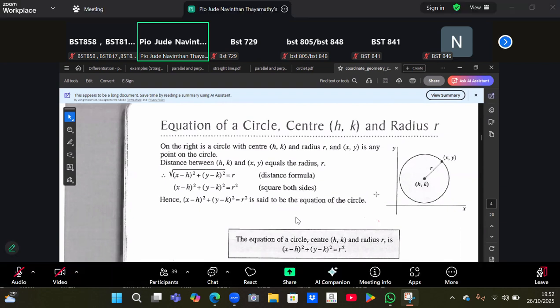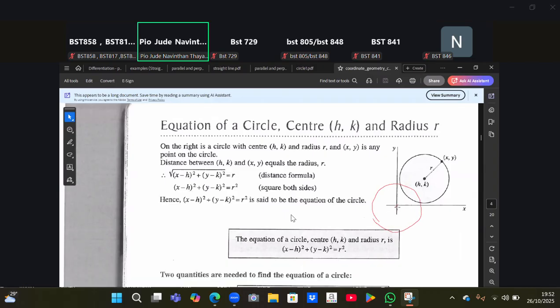Our earlier circle is here, right? Your center is (0, 0) and the radius is r. But here, x minus your center. So don't forget the minus. This is here: x minus h, all squared, y minus k, all squared, equal to r square.